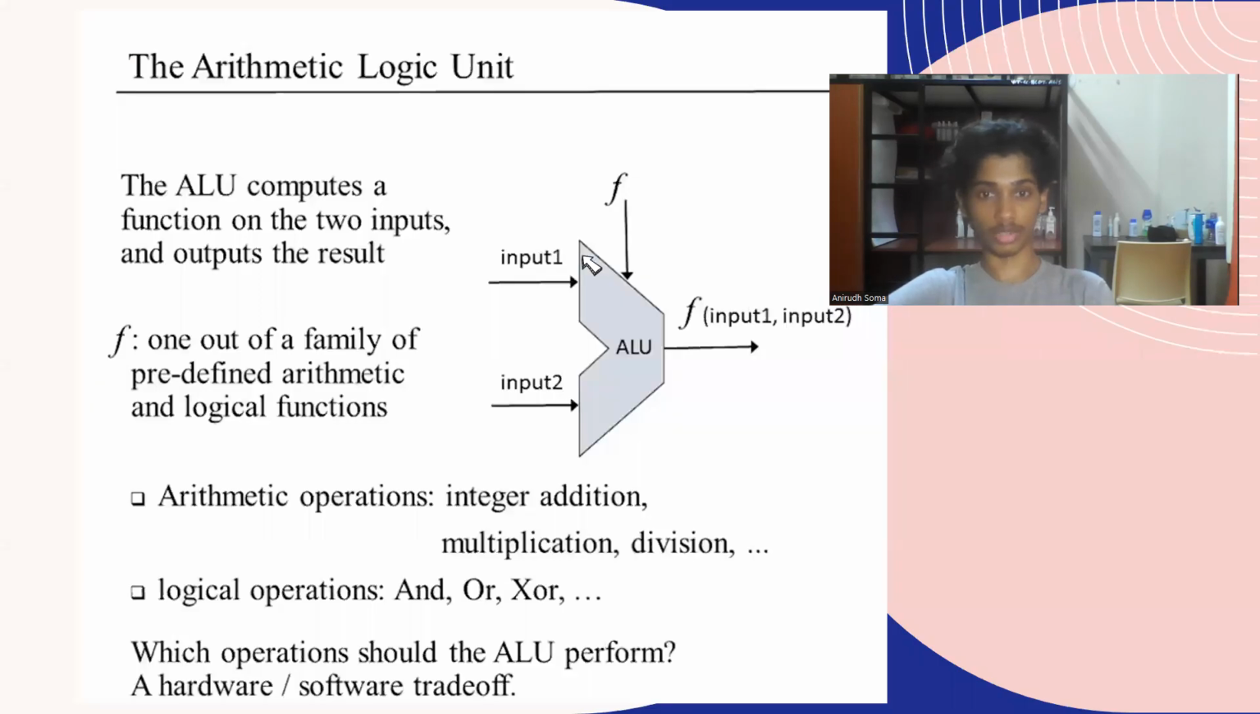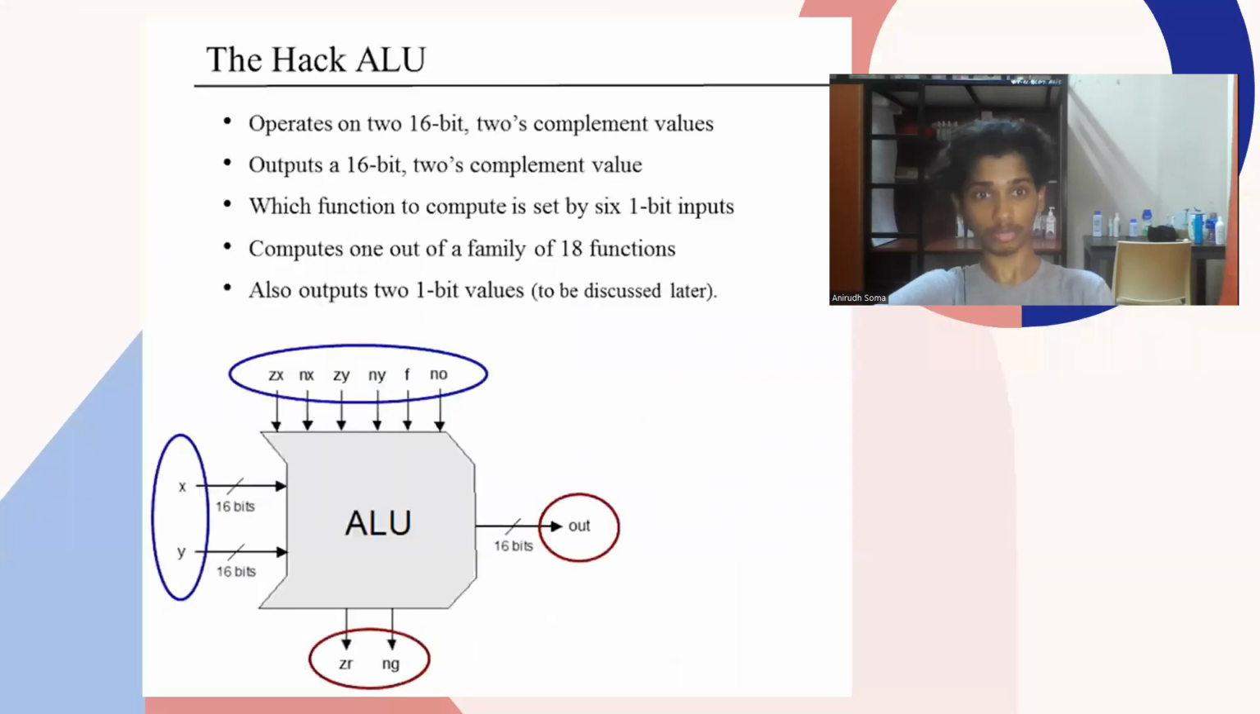This is a basic sketch of the ALU. It has two input lines. This F represents the function, from a set of predefined arithmetic and logical functions, and based on the F input, the output line is calculated. The arithmetic operations include basic ones like addition, multiplication, subtraction, and division, and the logical ones include AND or XOR. The operations performed by the ALU are usually a trade-off between the hardware and the software.